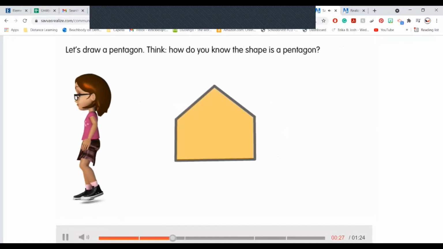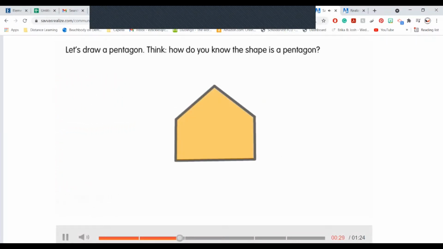Let's draw a pentagon. Think, how do you know the shape is a pentagon? We know it's a pentagon because there's 5 sides, 5 vertices, and 5 angles. The shape is a pentagon because it has 5 sides and 5 vertices.